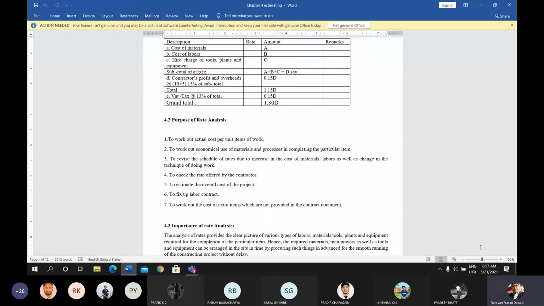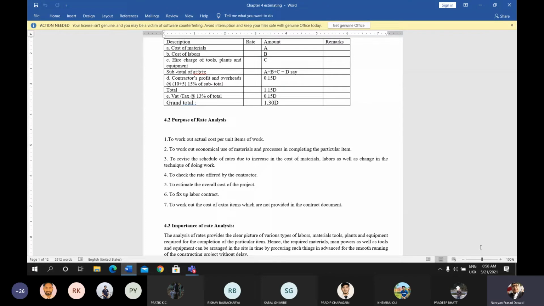To estimate the overall cost of the project, with the help of rate analysis, each and every item's total cost is calculated, and the total cost of the project is estimated according to all the costs of items. By knowing the per unit rate of each item, we can calculate the total cost of each and every item, and after adding the total cost of each item, we can get the detailed estimate cost. That will be the overall estimate cost of the project.